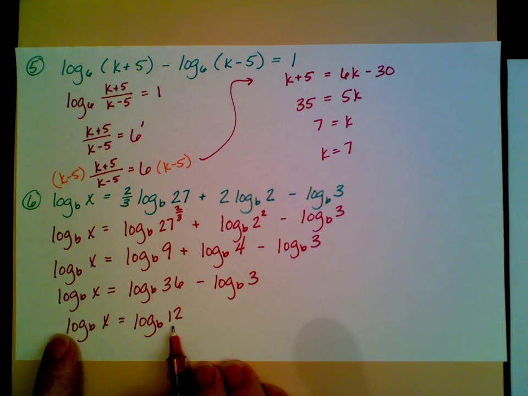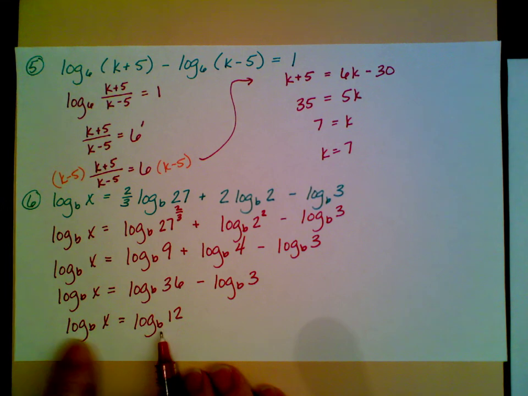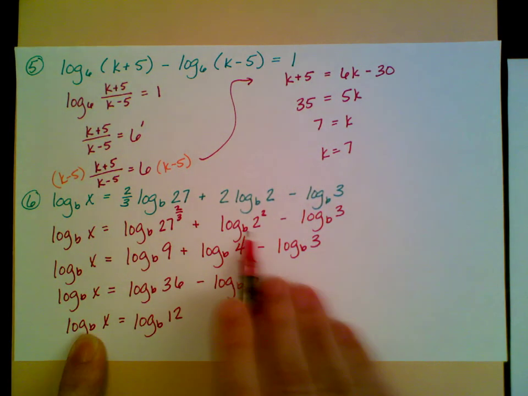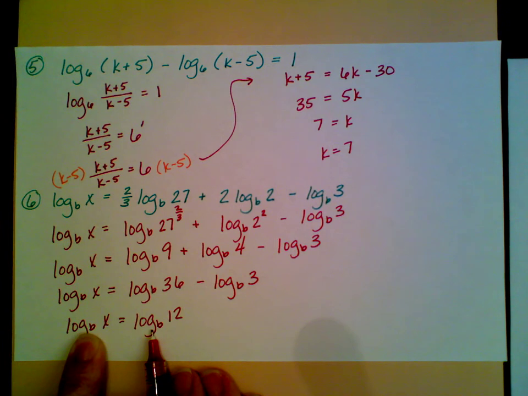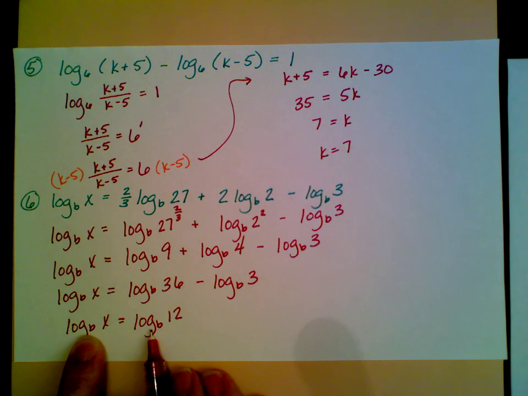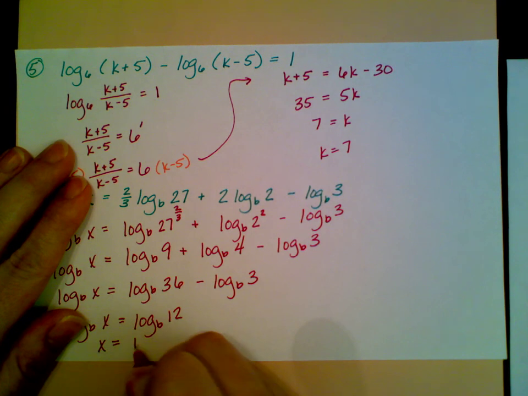Now I have log base b of x equals log base b of 12. And notice I never even knew what the base was for this logarithm. It was a variable all along, but it actually doesn't matter as long as it's the same. And notice it was the same for everything. That's what allowed me to combine these logarithms into a single one. And it's the same on both sides. So that means I can say that the inputs have to be equal. And x equals 12.